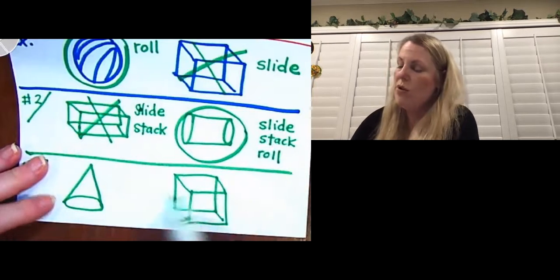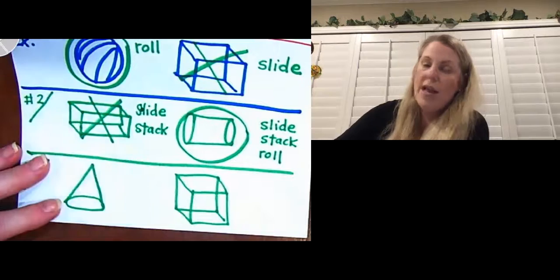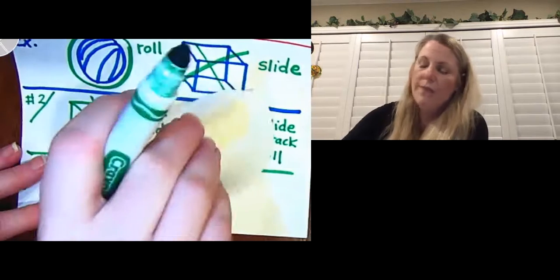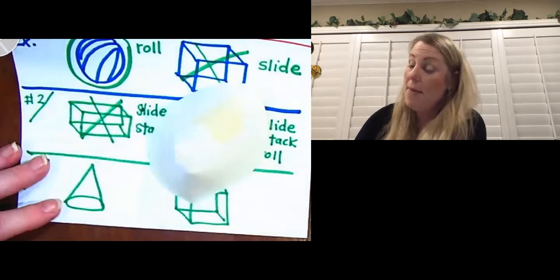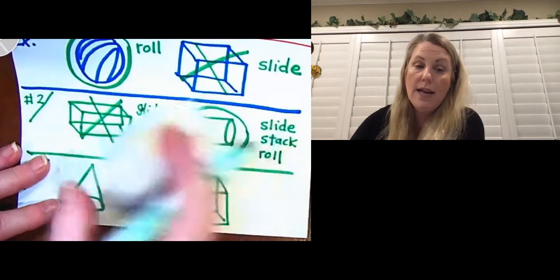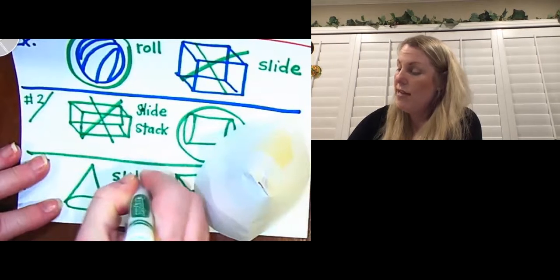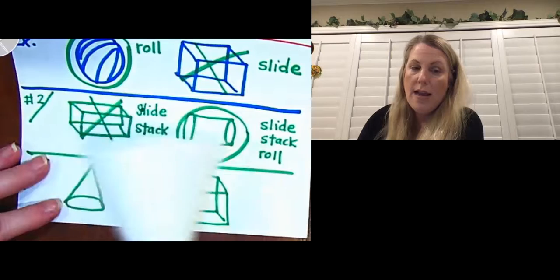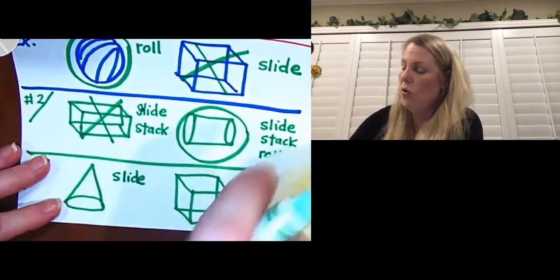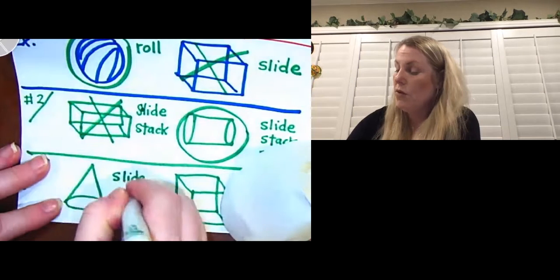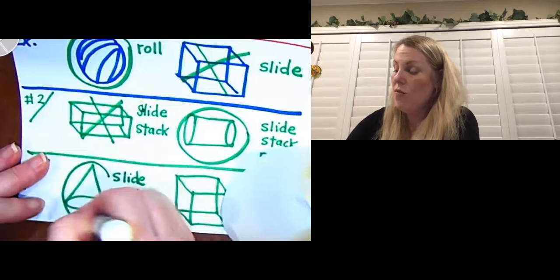So let's look at our cone. Do you remember our cone? When we had our cone, we said that the cone could not stack, but that cone could slide. It can slide back and forth. And when we tip it on the side, it can also roll. So I'm going to circle the one that we can roll, right?